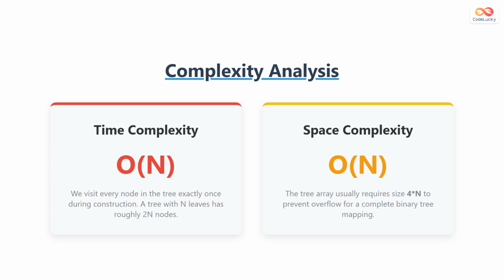Let's analyze the costs. Constructing the tree takes linear time, O(n), because we visit each node once. For space, we typically allocate an array of size 4 times n to ensure we can store the complete tree structure without index overflow.